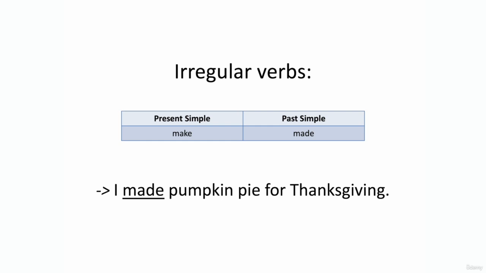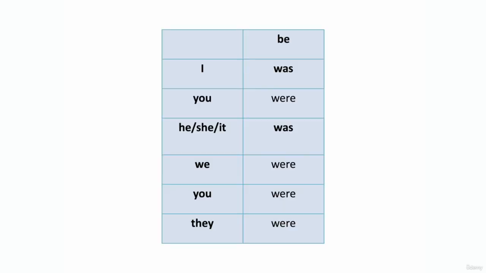The good news is that past simple verbs are the same for all pronouns, except with the verb to be. We conjugate to be in the past tense as follows. I was, you were, he, she, it was, we were, you were, they were. For example, I was angry. They were upset.